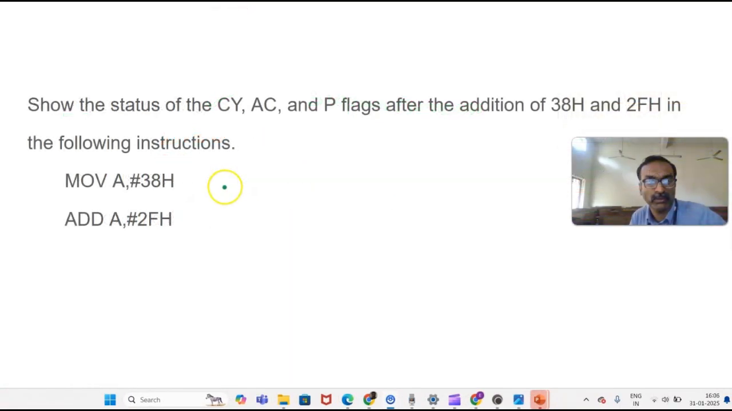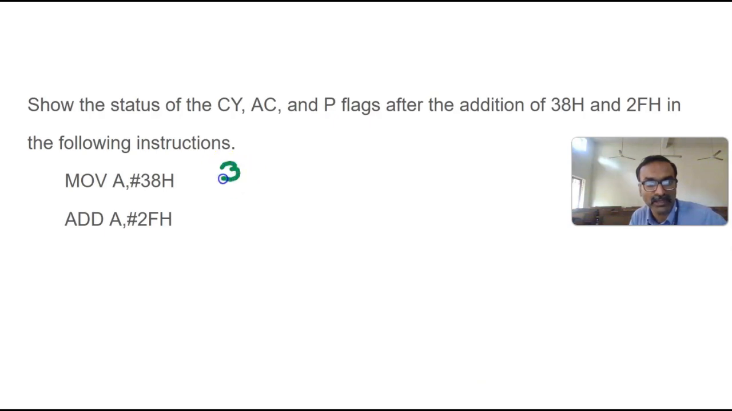So let us do a problem. Show the status of carry flag, auxiliary carry flag and parity flag after the addition of 38H and 2FH in the following instructions. We are using MOV and ADD instructions to add the numbers. So we have to add 38 and 2F.